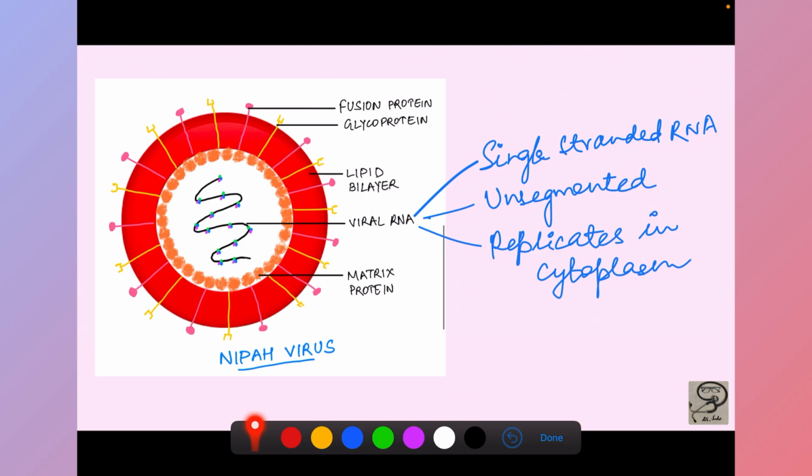Now, let's look at the structure of the Nipah virus. The red one outside that you see, that is the lipid bilayer. The inner orange one is the matrix protein. Now, let's focus on these two proteins. The glycoprotein helps to bind to host cell receptors, and the fusion protein helps in the fusion of the viral envelope with the host cell membrane. Now, the genome of this Nipah virus is single-stranded, unsegmented RNA, and it replicates in the cytoplasm.